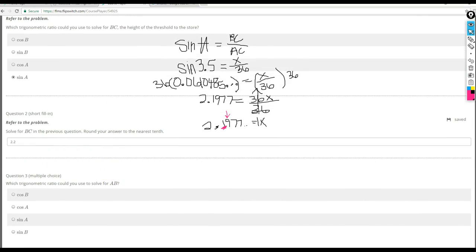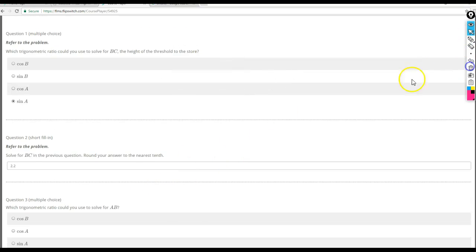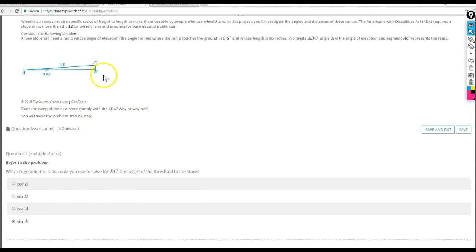Question 3. Which trigonometric ratio could you use to solve for side length AB? So again, if we refer to our picture, we are going to use the angle it's giving us as our perspective. And it wants us to find the side length AB. I'm going to ask myself, is side length AB the opposite or the adjacent side? And it is the adjacent side.